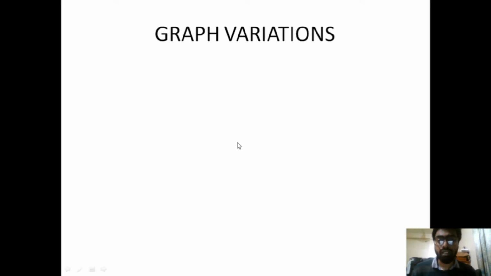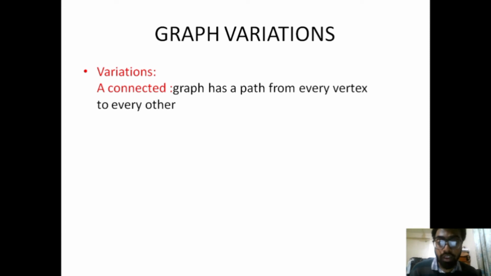Now we will discuss the graph variations. The first one is a connected graph. A connected graph has a path from every vertex to every other. We can see an example there. That graph has 3 vertices which are connected with each other. That graph has a path from every vertex to every other. That's why it is a connected graph.